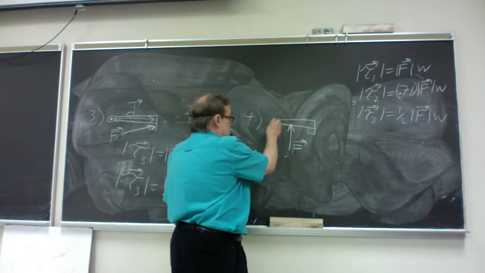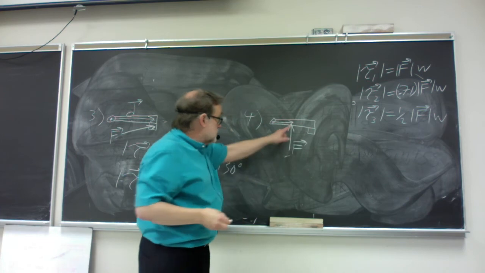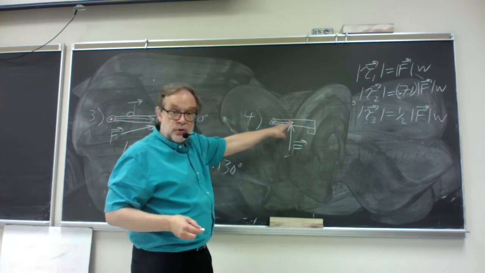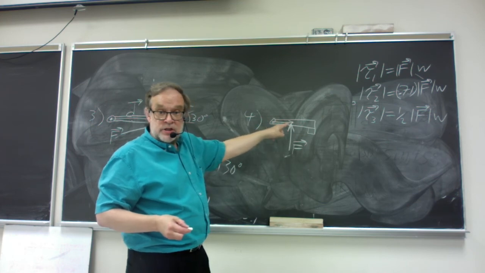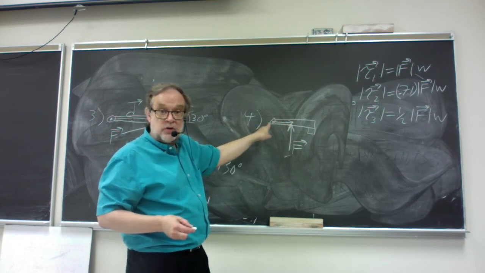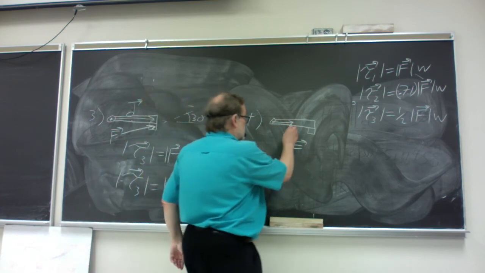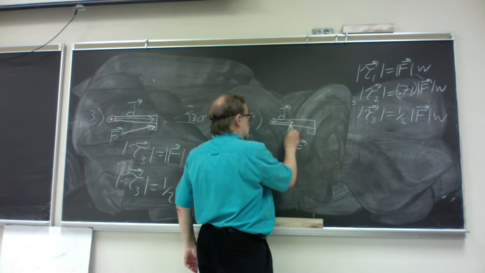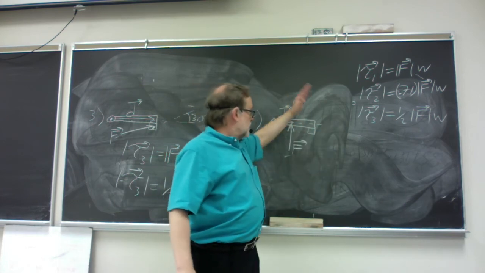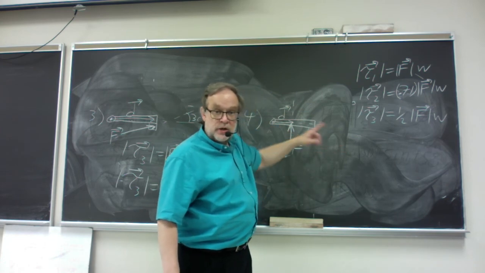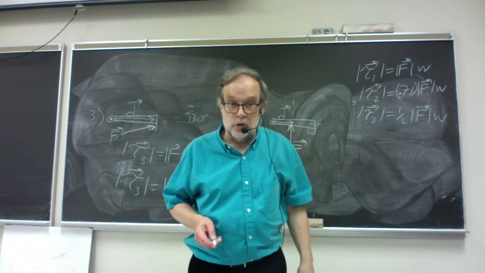So now the displacement vector takes us from the reference point to the point where the force is applied. The force is applied right here in the middle of the door. So the magnitude of this displacement vector is just this distance, which is half of the width of the door. And then the angle between the force direction and the displacement direction is 90 degrees. Now, just like in case 1, force and displacement are perpendicular.